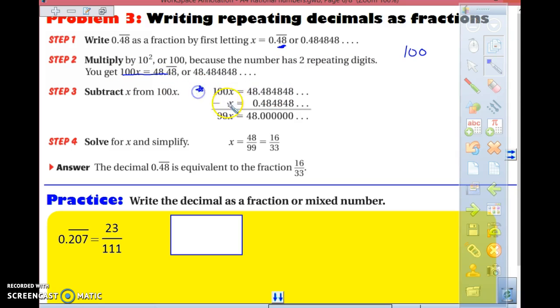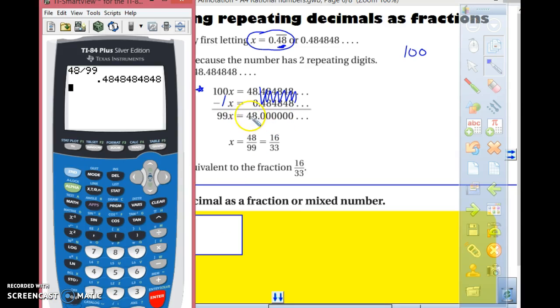So here's where we're starting. 100 times x would give us 48.484848 repeating. Then what we're going to do to get rid of that x, we're going to subtract it. So an x, as we started at the beginning, was equal to the 0.48 repeating. So when we take that off, 100 minus 1 is 99. And then when we take the 0.48 off, we get that repeating decimal away. So then we're left with 48, and then 99x is equal to that.